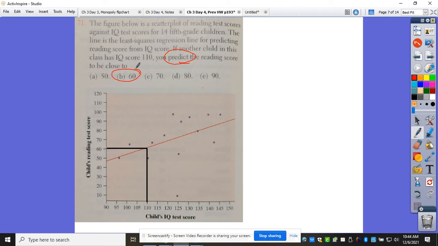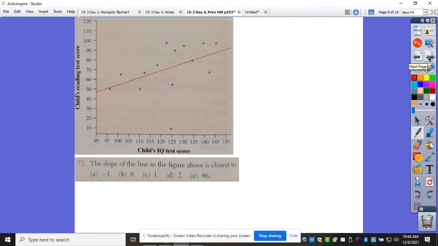So even though I don't have the equation there, I'm doing the equivalent of plugging it in. The slope of the line in the figure above is closest to, which one can we mark out immediately? Look that up. 0. Honestly, if I didn't give you the numbers on either axis, it could be any of these answers, depending on how it's scaled, because these are going up by 10 and these are going up by 5. So visually that can be a little bit misleading.